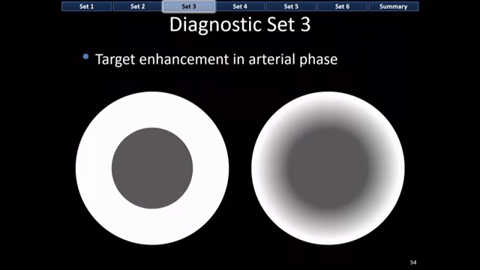Okay, let's now go on to diagnostic set number 3, target enhancement in the arterial phase, in which there's a thick rind of enhancement along the outer half or outer third of the mass. The inner margin of this rim might be sharply defined as shown on the image on your left, or ill-defined and blend imperceptibly toward the nodule center as shown on the right. But this is what I mean by target enhancement, thick rind of enhancement in the arterial phase.